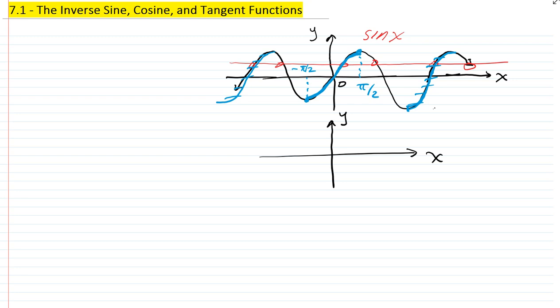And as a result, we don't need the remaining segments, right? So I can literally remove these other parts. And there you go. So we don't need that. And this is how we make this function one-to-one. So in the case of sine, that's how it's done.